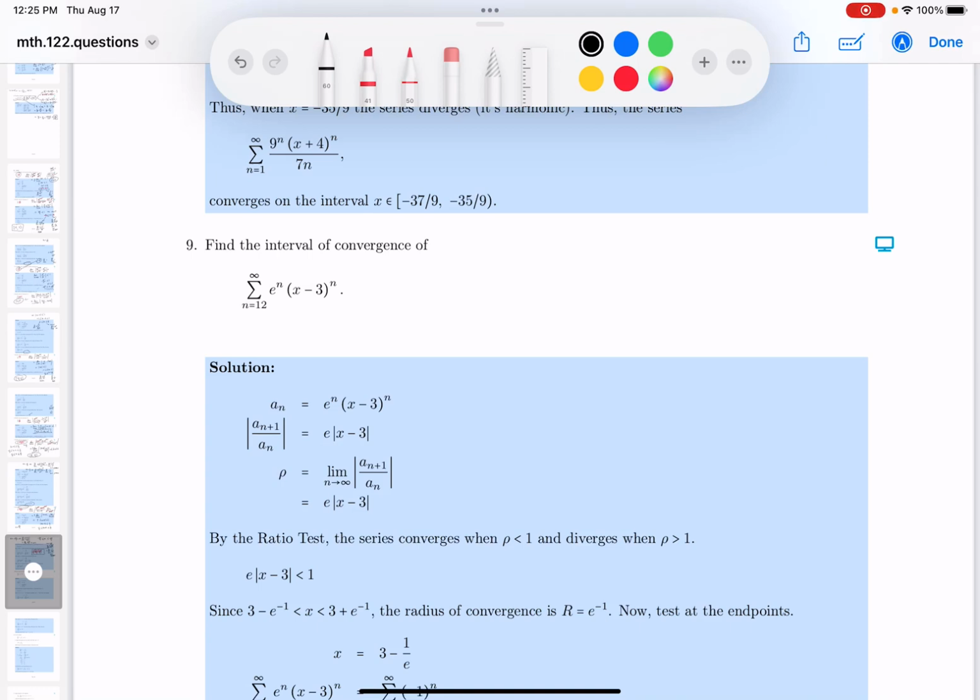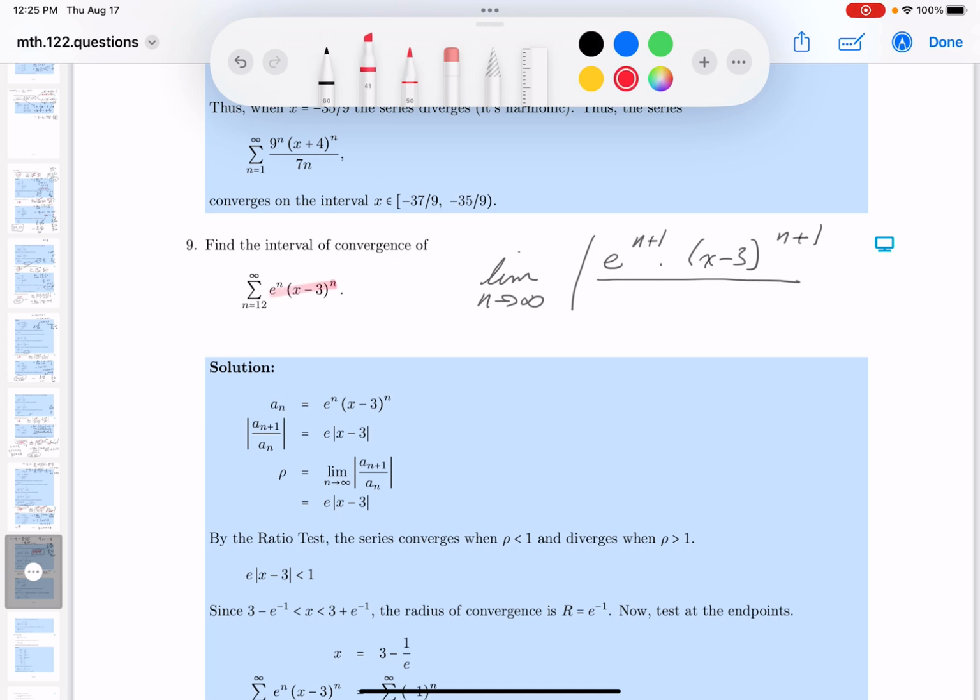Okay, number 9, again, interval of convergence. Let's take a look at it. We're going to use the ratio test, the limit as n goes to infinity of the absolute value of e to the n plus 1 times (x minus 3) to the n plus 1. And remind you what we're doing.